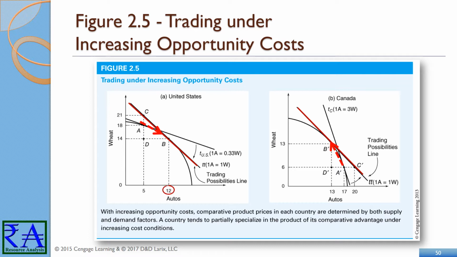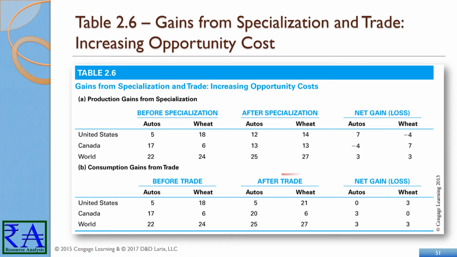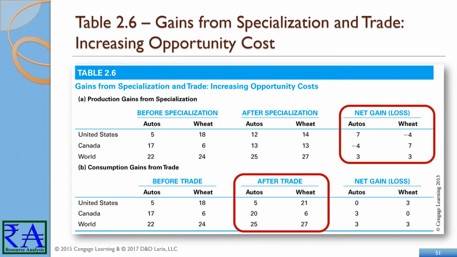Production gains are seen as a movement of the joint production possibilities line. We can find that post-trade consumption will be met at points B and B', with the U.S. producing 14 bushels of wheat and 12 automobiles, Canada producing 13 automobiles and 13 bushels of wheat. Consumption gains from trade are seen by the U.S. maintaining their consumption of 5 autos and increasing wheat consumption to 21 bushels. Canada increases consumption to 20 autos and holds wheat consumption at 6 bushels. The U.S. imports 7 bushels of wheat from Canada, while Canada imports 7 automobiles from the U.S.